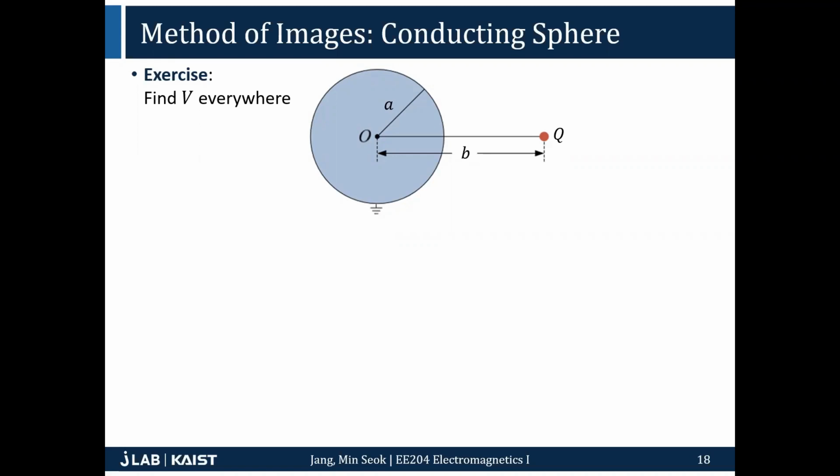Last time we learned the method of images. And then, as a non-trivial example, we learned about the conducting sphere and the point charge Q case. Here, the conducting sphere is grounded, which means V equals 0. So just V is the same as the V at infinity.